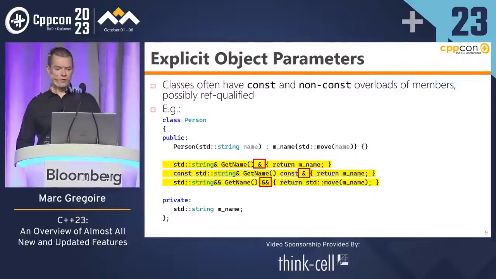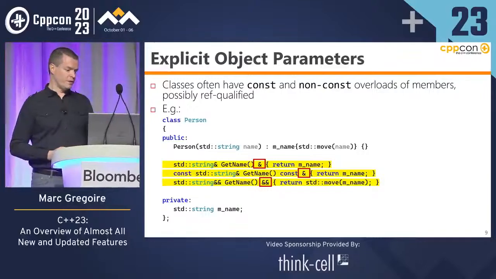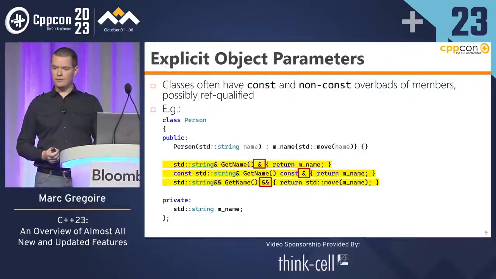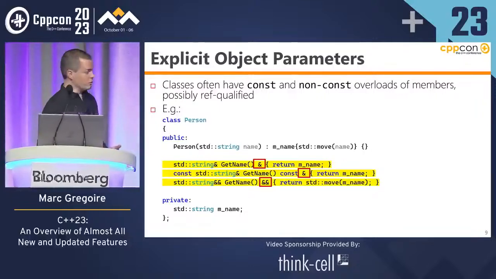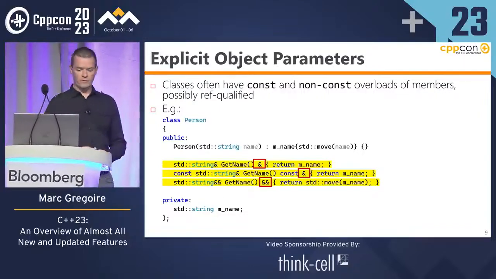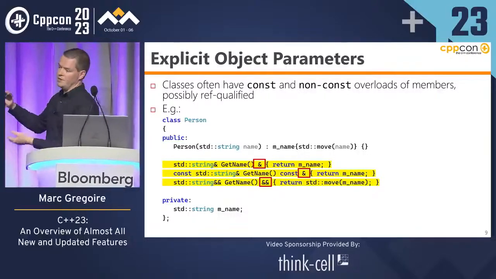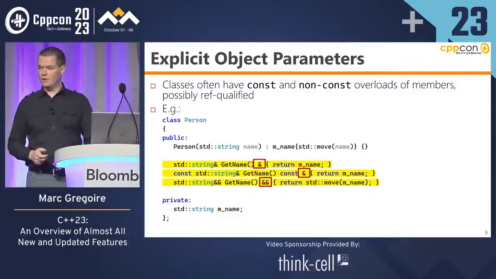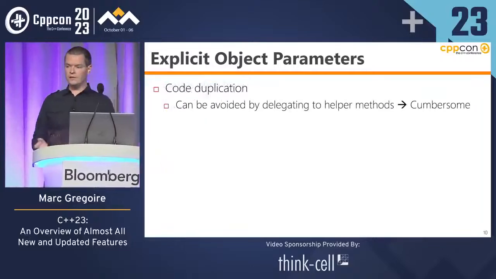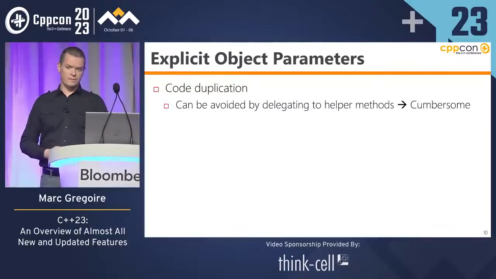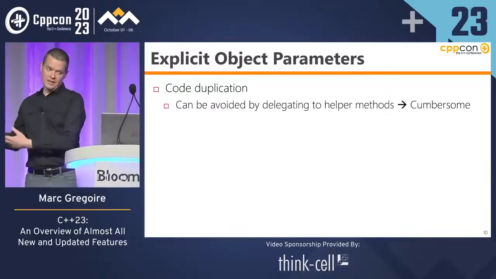Another use is if you have overloaded member functions. In this case, I have a Person class with one field, and I have a getName member function that is overloaded. I provide 3 overloads: one for non-const lvalues, one for const lvalues, and one for rvalues. So there is a lot of code duplication here. This is a very simple example, but imagine that your overloads are much more complicated, so there is a lot of code duplication. One way to get rid of it is to delegate to a helper method, but that's cumbersome because you still need to write the 3 overloads and delegate them to a helper method.